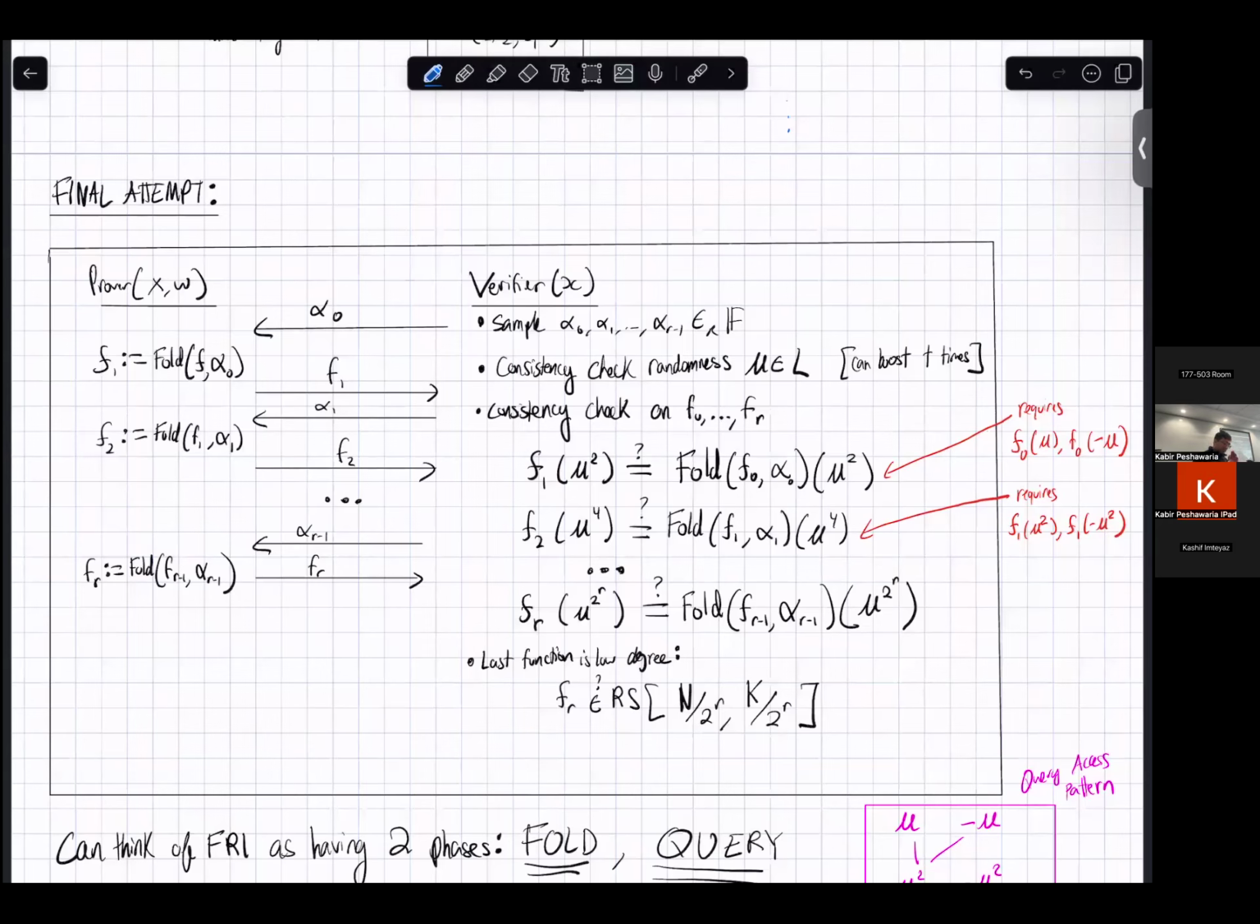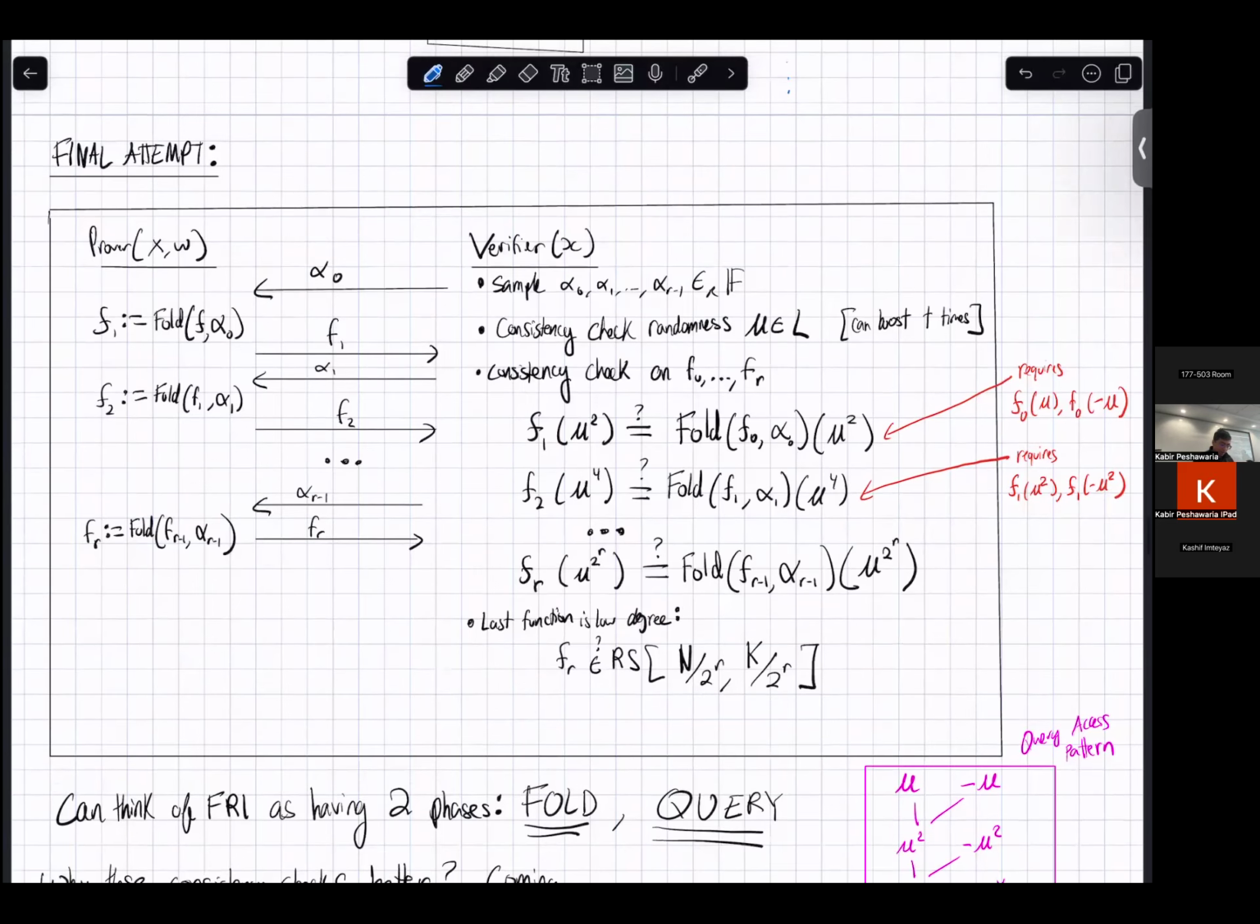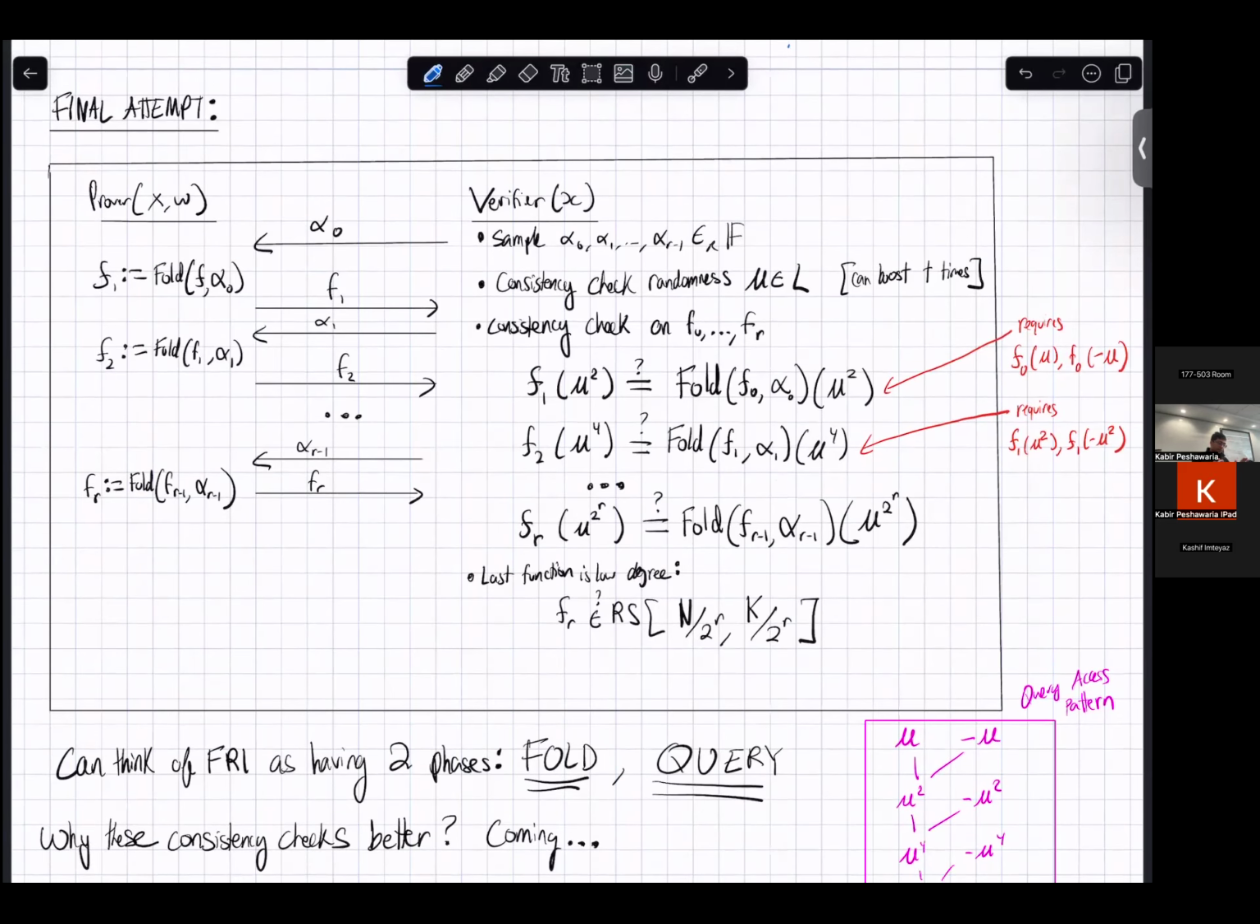So maybe you guys will also take away some intuition from how this proof actually works. But all I will say is right now it is not very obvious, to me at least, why doing these consistency checks at the end in sort of what I'll call a correlated way is actually better. We'll see it in the soundness analysis a little bit.